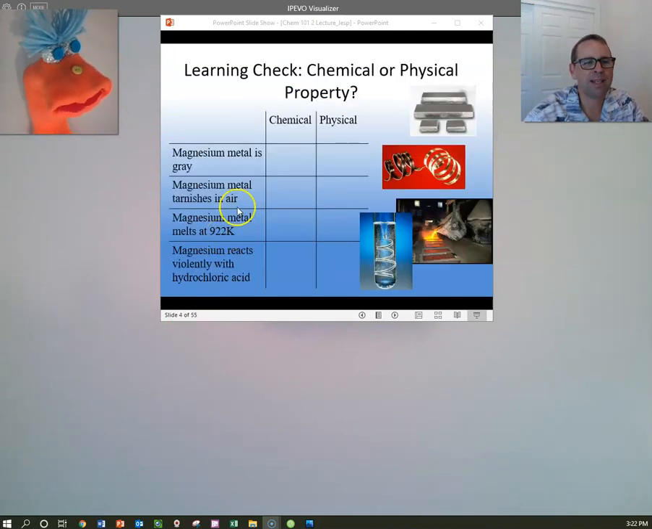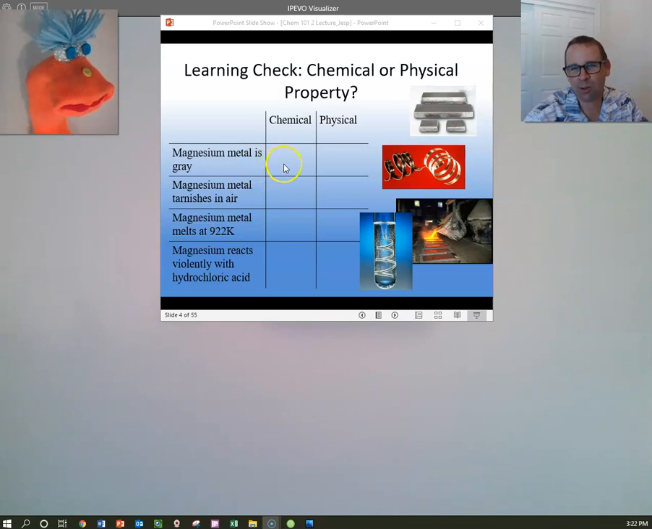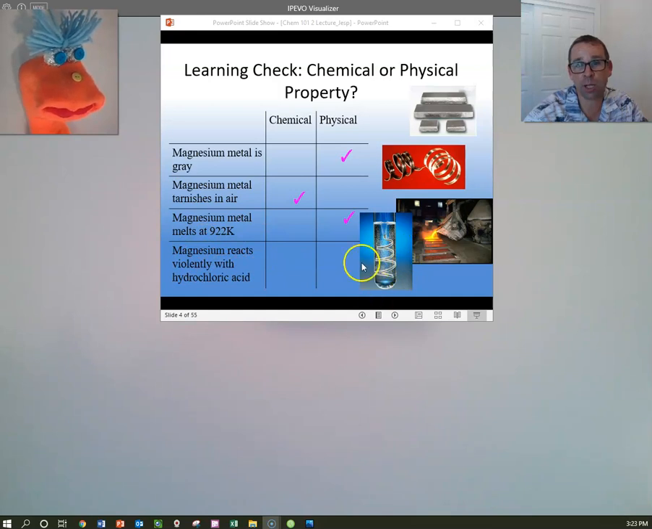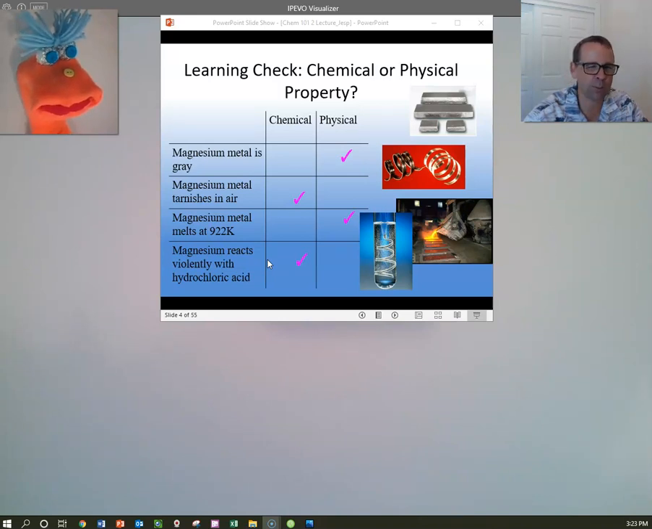All right. So if magnesium metal is gray, is that a chemical or a physical property? Physical. That's right, its color is just describing what it is. If I say it tarnishes in air, what is that? Chemical. That's right, it's describing how it reacts with oxygen. If it melts at 922 Kelvin, what's that? Physical. That's right. We said that melting was a physical reaction. It reacts violently with hydrochloric acid. Chemical. That's right. Very good. So we can know about physical and chemical reactions simply by understanding what we're referring to.